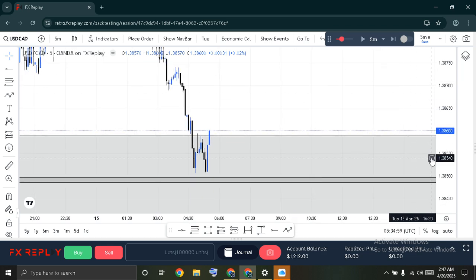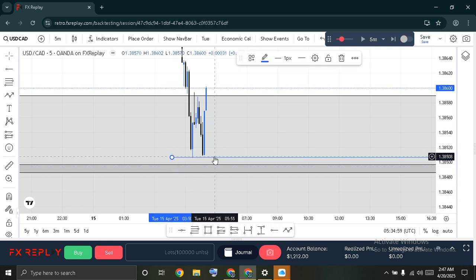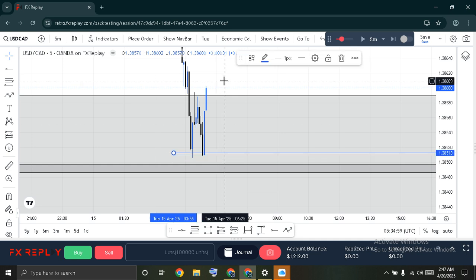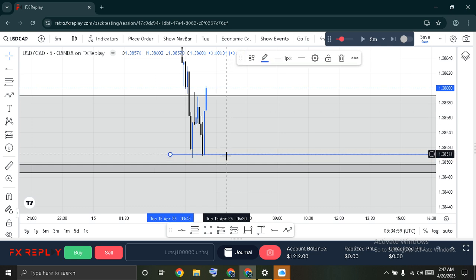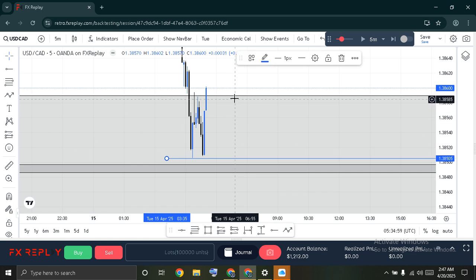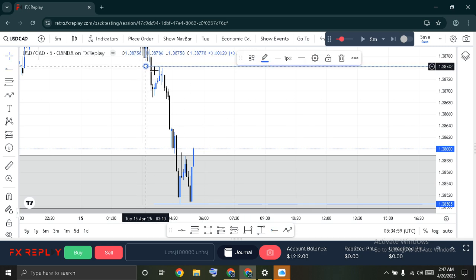Like I said, price came here. This is the original low here. This is the low. Let me mark it up. This is the low. This is the low. And this is the high. That kind of thing.